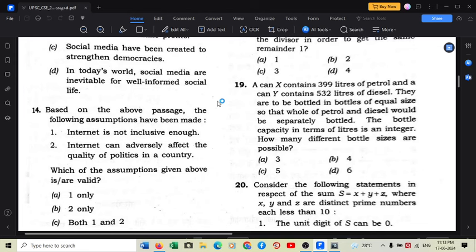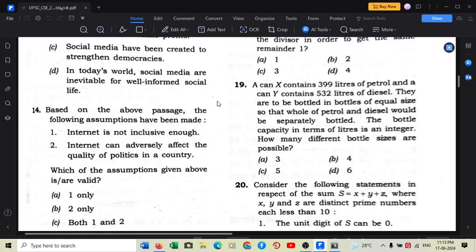Question number 2 from the passage: based on the above passage, the assumptions. Number 1, internet is not inclusive enough. Okay, so this seems okay, because internet is not inclusive enough means that it is promoting views of those people more which have more power with money, and they are able to buy more voice, and more voice means their user engagement is higher. So that is not a very correct representation of the reality. So definitely internet is not inclusive enough. That is okay, and that is the correct assumption.